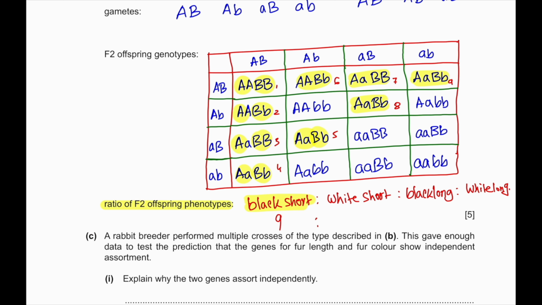So 9, now we will do white short. To do white short, short has to have a capital A, and to have white, it has to have small b. This time we're doing the labeling with red. So it will be 3 of them only. Now we will do the black long. To have black, there must be a capital B, and to have long, there must be small a's. So there are 3 instances that occur. So that will also be a ratio of 3, and then only one left, which is white long.